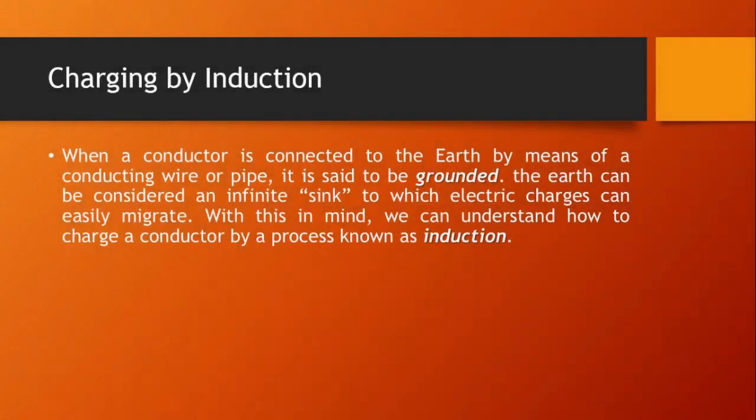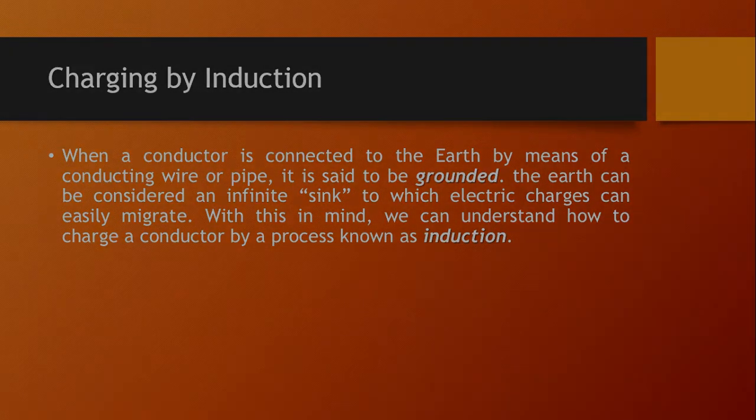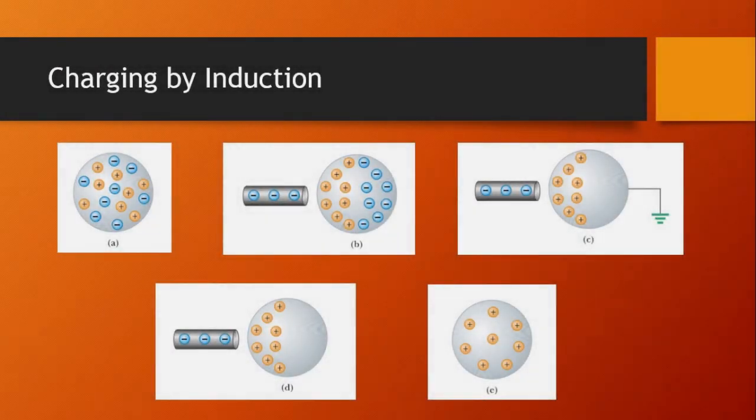When a conductor is connected to the earth by means of a conducting wire or pipe, it is said to be grounded. The earth can be considered an infinite sink to which electric charge can easily migrate. With this in mind, we can understand how to charge a conductor by a process known as induction. These figures are about charging a metallic object by induction. In figure A, a neutral metallic sphere with an equal number of positive and negative charges is shown.